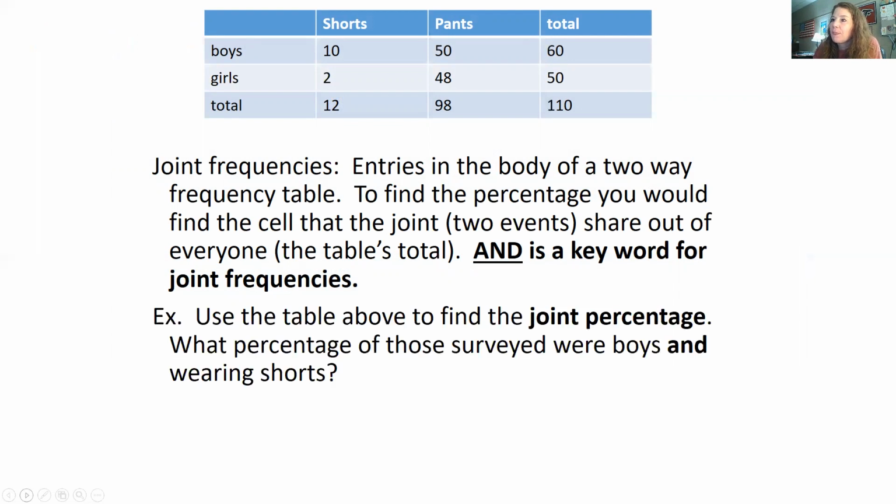For example, use the table above to find the joint percentage. What percent of those surveyed were boys and wearing shorts? Well, that means you're looking at this section. When it's talking about joint frequencies, you're looking at the middle section of your two-way table. So of the people that were boys, these people right here, and were wearing shorts is 10. So we had 10 out of 110. So 10 out of 110 was about 9%.